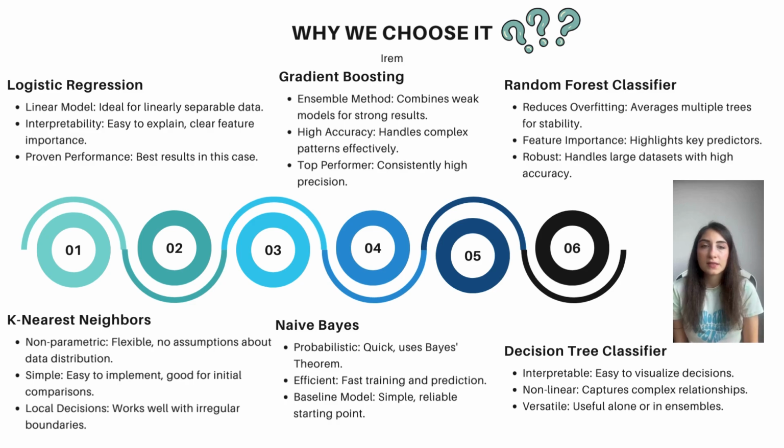Gradient boosting is great for finding complex patterns and provides high accuracy, making it one of the best performers. Decision tree classifiers are easy to understand and good at handling data that doesn't follow a straight line. Random forest classifier reduces errors by averaging multiple decision trees, making it reliable and accurate.